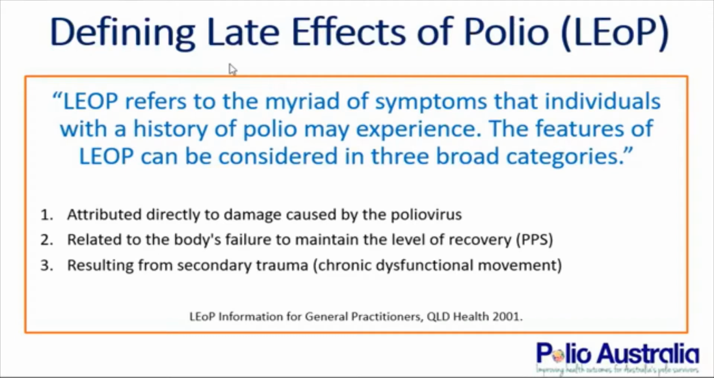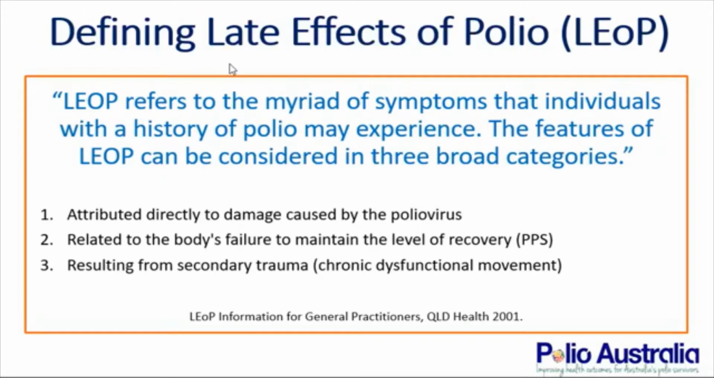So number 1 here, some things attributed directly to damage caused by the polio virus. Those features are things like residual weakness, asymmetry in body and limb length, pelvic obliquity, joint deformities, circulation disturbances that cause cold intolerance, changes in muscle tone, respiratory insufficiency, and those kinds of things.